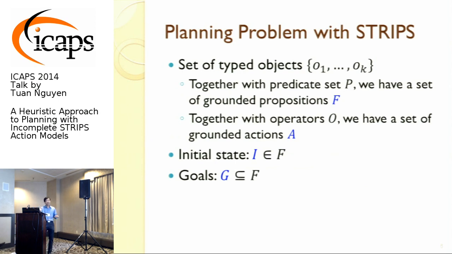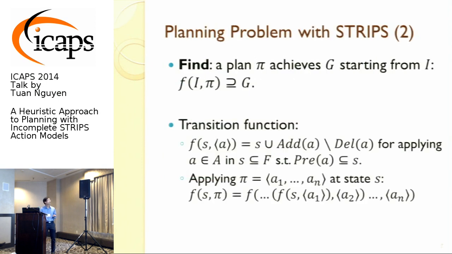Given that complete model, we define a planning problem as follows. We are given a set of typed objects from O1 to OK, together with the predicate set, which is complete and is basically the set of features in the world. We have a set of grounded propositions, and together with the operators, we can have a set of grounded actions. We are given an initial state and a set of goal propositions. What we want is to find a plan pi that achieves the goal G starting from I, given this definition of a transition function.